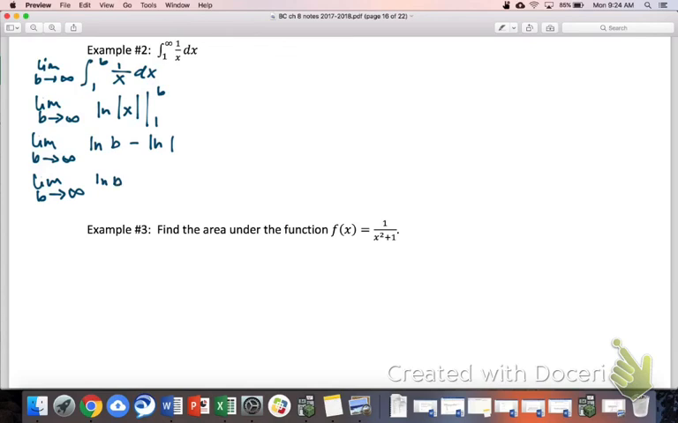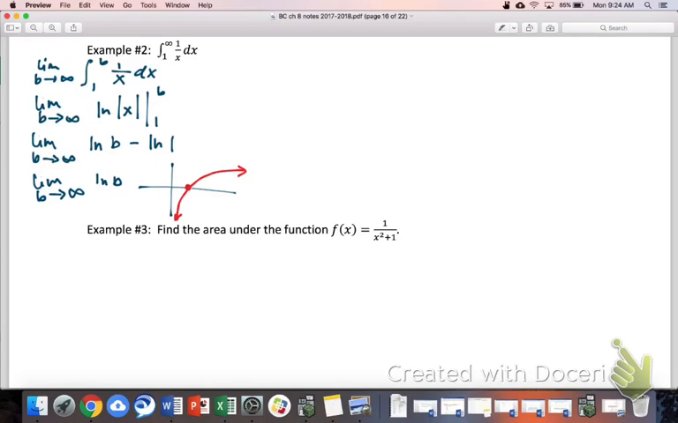Okay, so let's think this through. If b is getting really huge, what does ln of b do? You know what might be helpful? Look at a graph of natural log of b. Now this is not the graph of the original, right? So if we just take a quick peek at the graph of natural log of b, doesn't it look something like this? It goes through 1, 0.